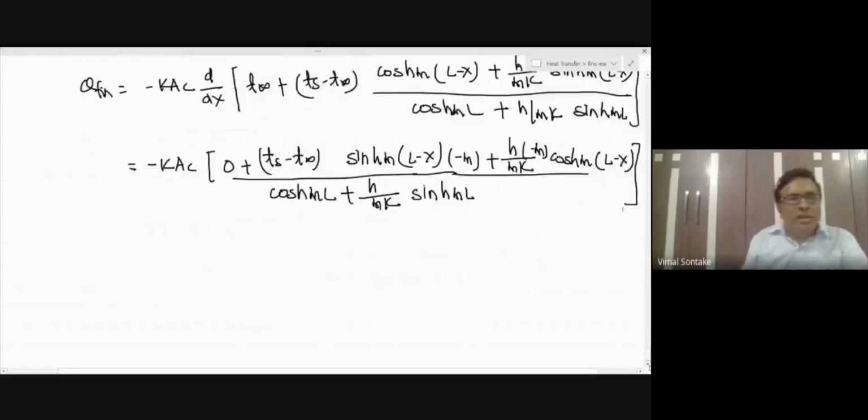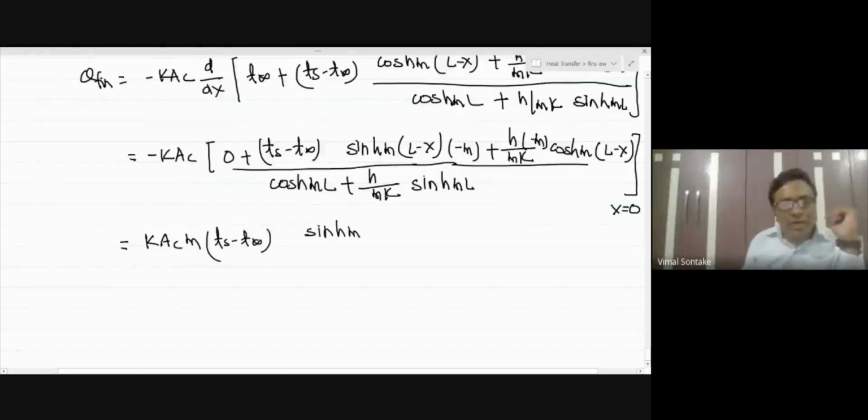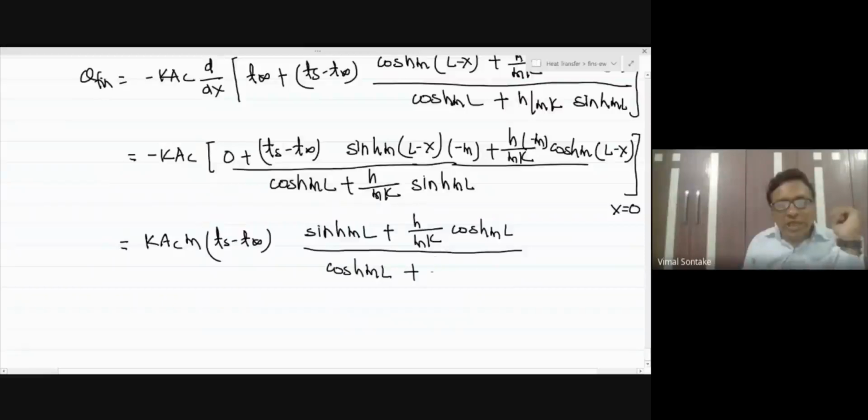Now minus m is common, and this entire term is to be considered at x equal to 0. So let us put x equal to 0 in this term and simplify. Minus m is common everywhere, I can take it out. Minus will become plus. So it will become minus kAc m (Ts minus T infinity). After putting the value of x, it will become sine hyperbolic mL plus h upon mk cos hyperbolic mL, and in the denominator, cos hyperbolic mL plus h over mk sine hyperbolic mL.